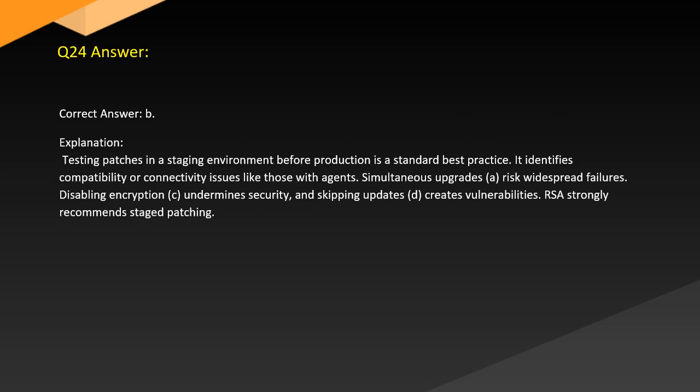Correct answer: B. Explanation: Testing patches in a staging environment before production is a standard best practice. It identifies compatibility or connectivity issues like those with agents. Simultaneous upgrades (A) risk widespread failures. Disabling encryption (C) undermines security. And skipping updates (D) creates vulnerabilities. RSA strongly recommends staged patching.